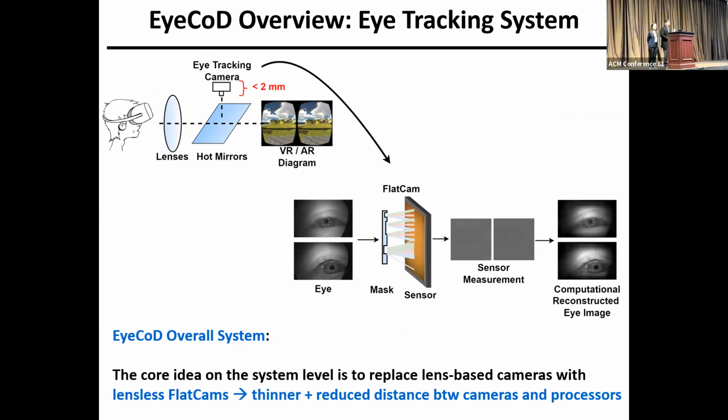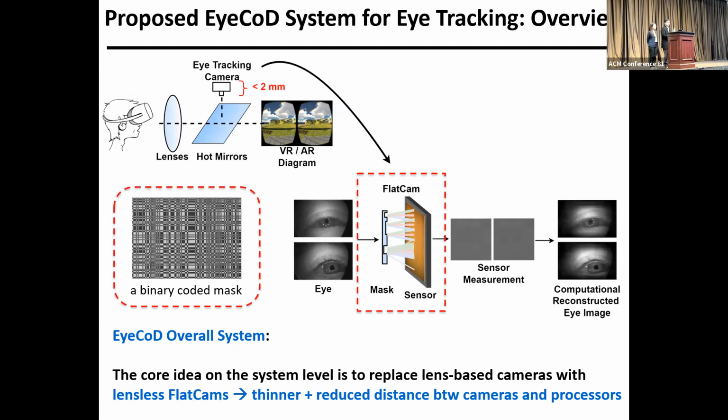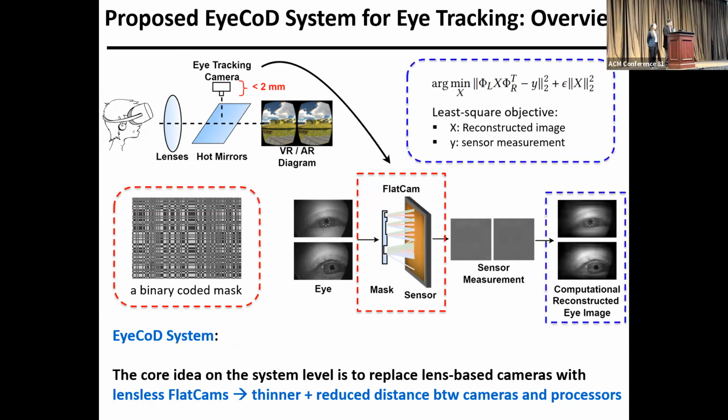The core idea, on the system level, is to replace the lens-based camera with the lensless FlatCam. As shown in the visualization, the lensless FlatCam helps largely shrink the form factor and only requires less than 2 millimeters distance between the mask and the sensor. Note that here, the mask refers to a binary coded mask that is fabricated to encode the input eye images and project it on the sensor. The sensor measurement is shown in the middle. It is not visible to human eyes, so it protects visual privacy. And such sensor measurement will be reconstructed to the original eye images by solving the least square objective function as shown in the blue box, where X is the image to be reconstructed, Y is the sensor measurement, and phi is the hyperparameters in the mask.